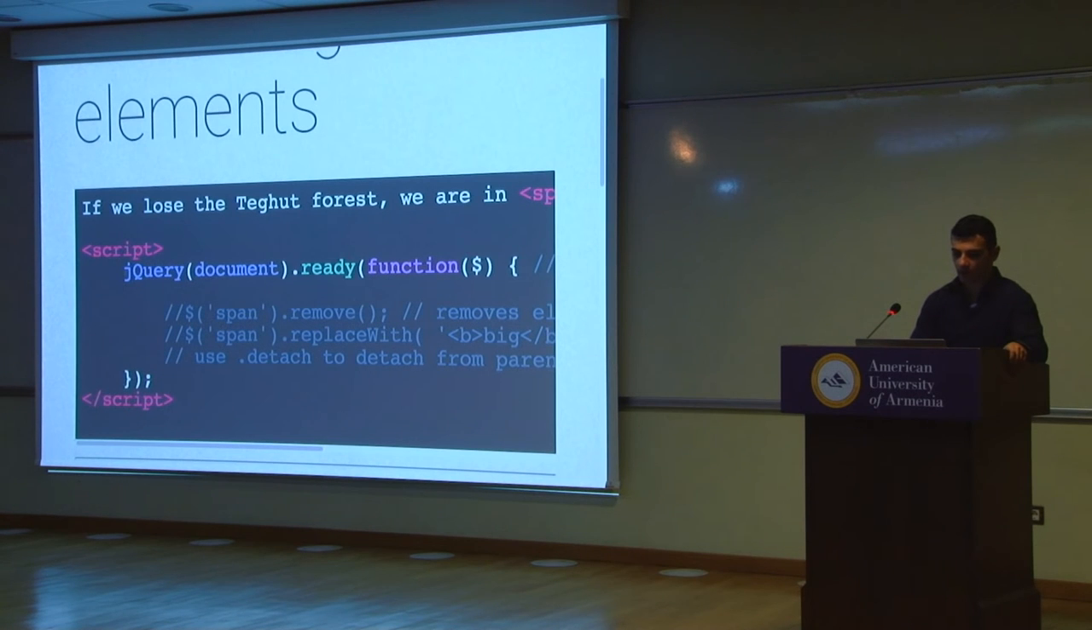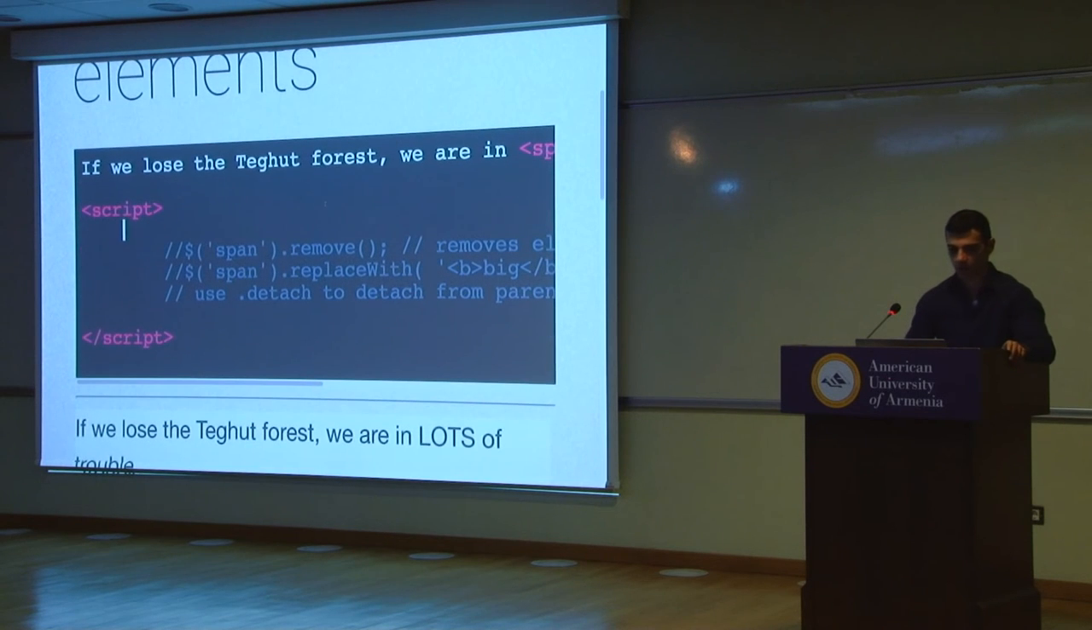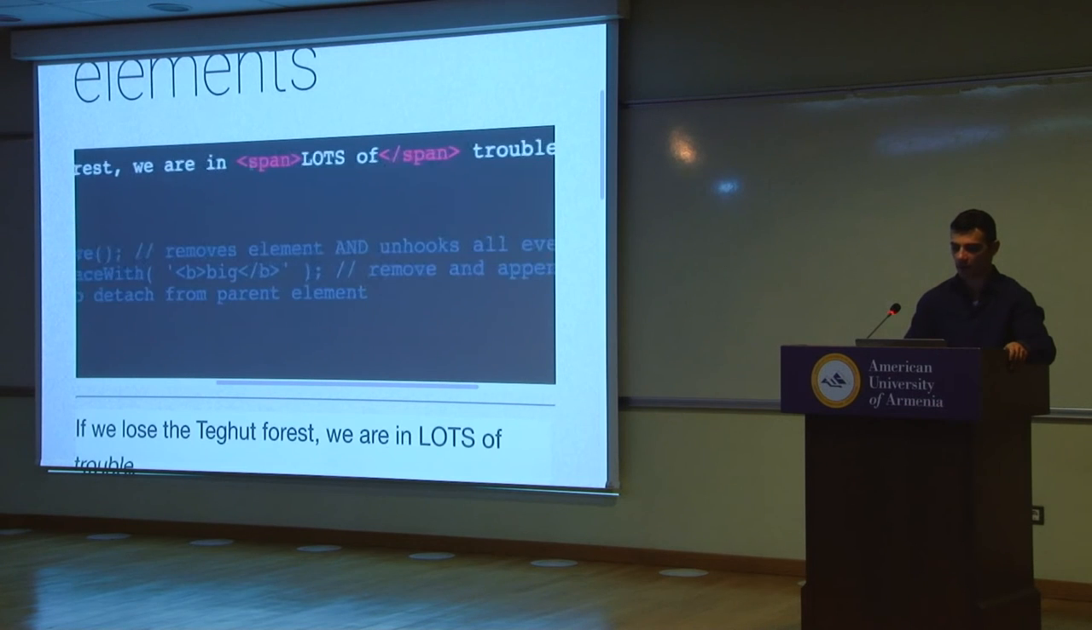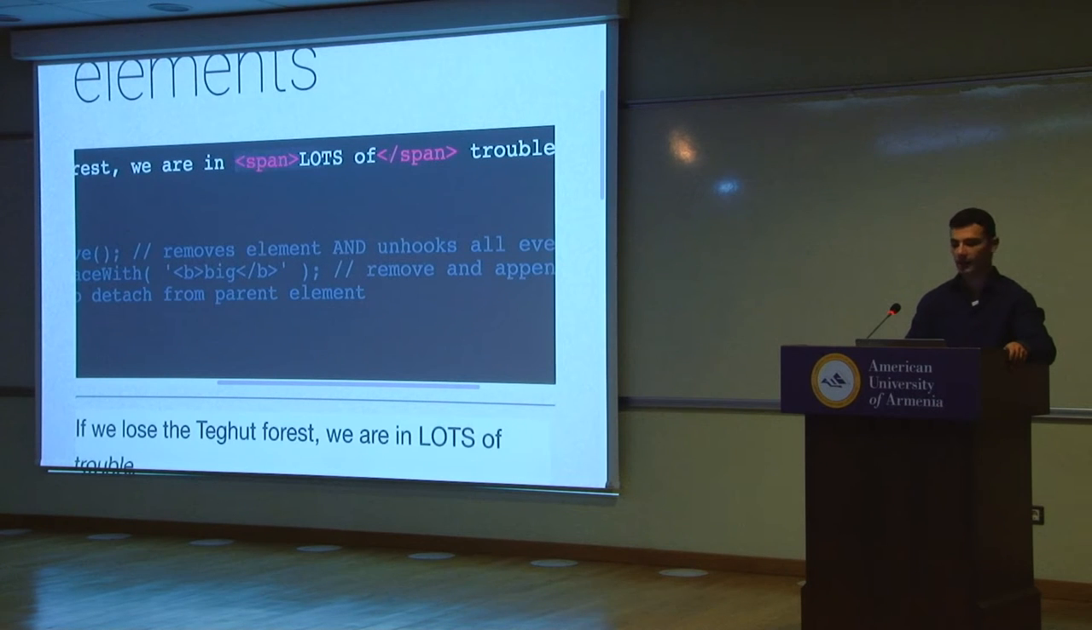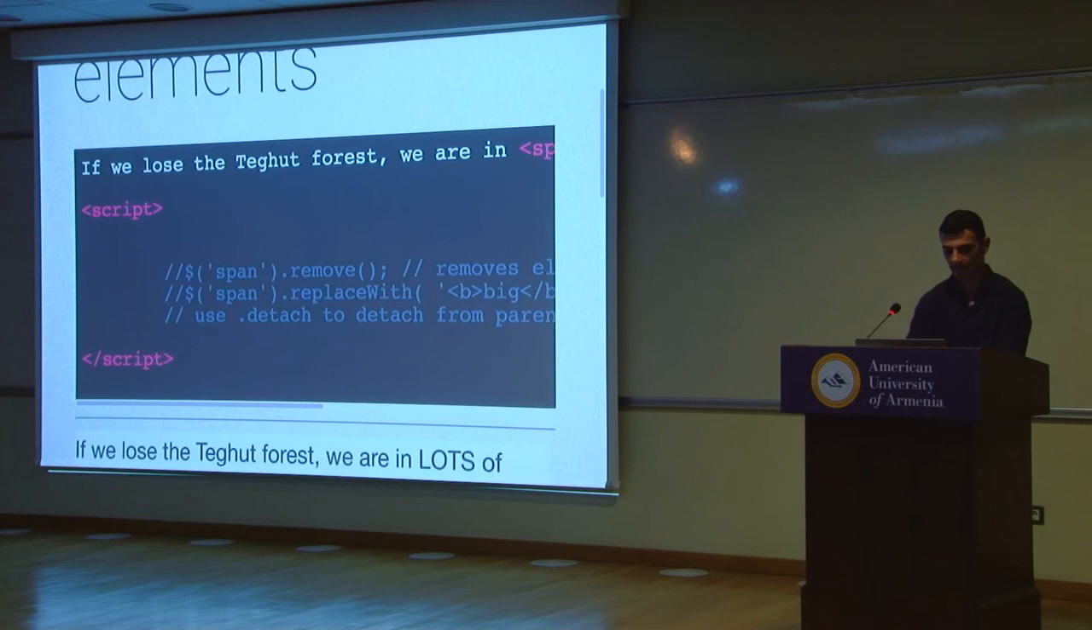So we know how to create new elements. What about removing elements? We talked about a function call called remove, right? So look, I have some text here: if we lose Terud Forest, we are in, and then there's a span with lots of trouble. Now what I can do is select that span and remove it.